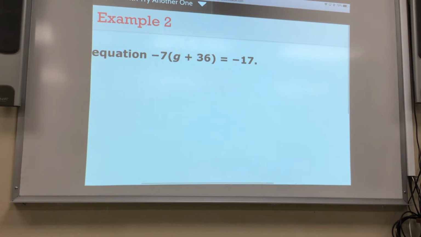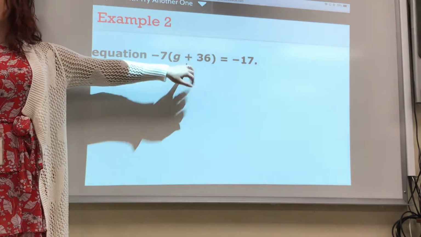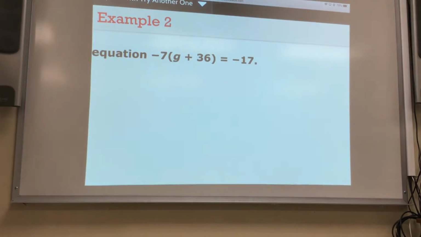Okay, let's try another one. Go ahead and write this one down and be more careful on your distributive property this time.